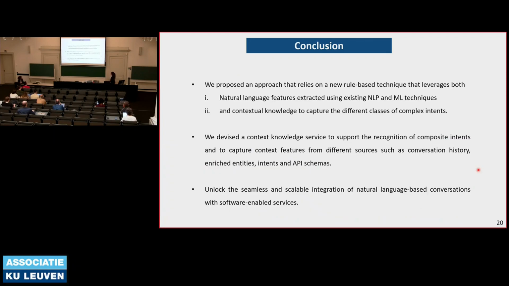So as a conclusion, in this work, we proposed an approach that relies on new rule-based techniques. This approach is hybrid. It uses what exists to capture the natural language features, but in addition, it captures context features to allow the recognition and the realization of composite intents. To capture the context features, we devised a context knowledge service, and this service allows us to extract information from different sources, such as conversation history, API intent schemas, and enriched entities.